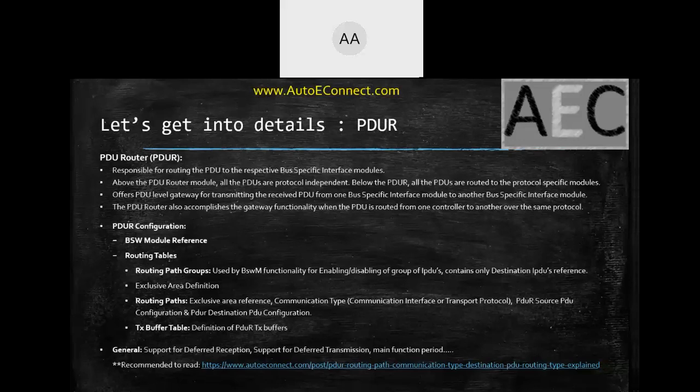And when it comes to general, you can configure at a PDUR level whether you can support the deferred reception or not, like whether this module can support verification of the data, whether the previous data and the current data are the same or not. That verification support can be disabled or enabled in the general configurations, along with support for deferred transmission and deferred reception. So you can check the transmission and reception based on only when the data is changed.